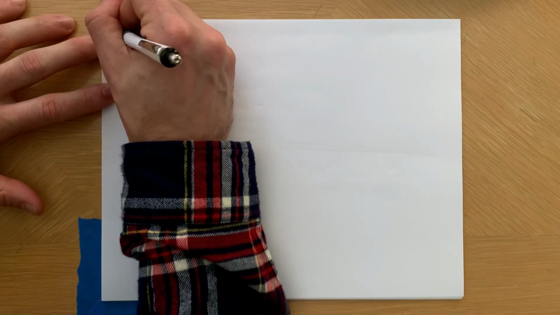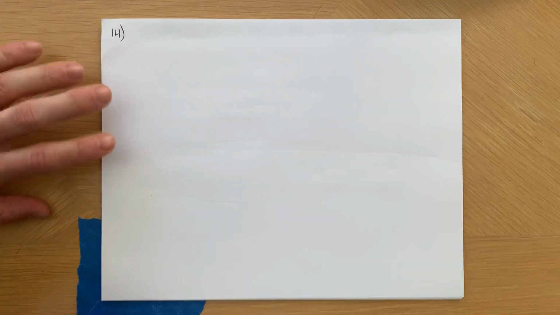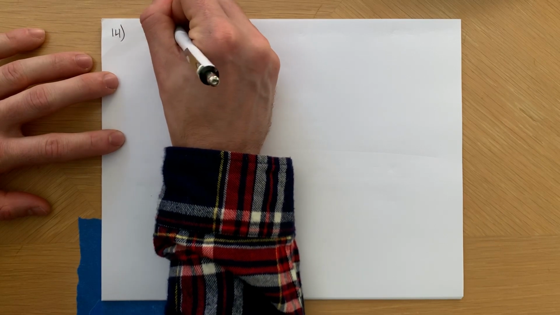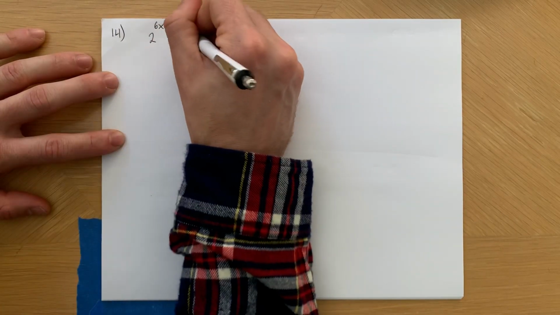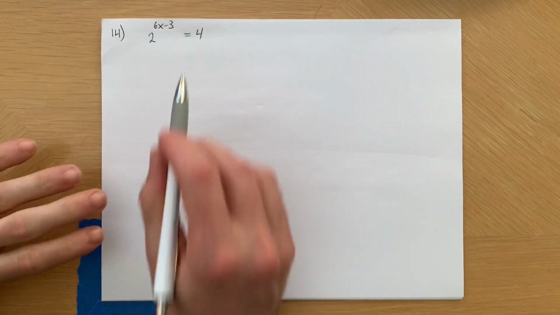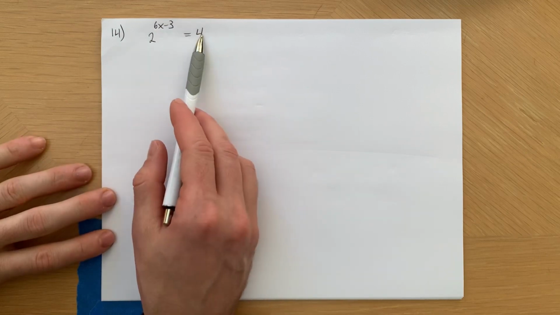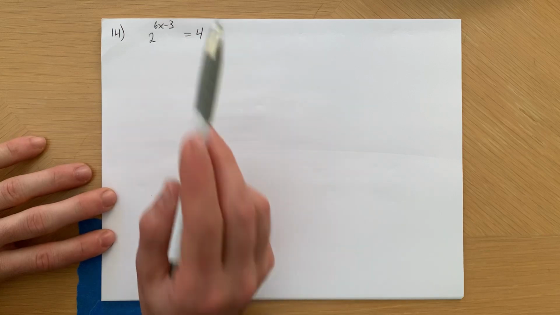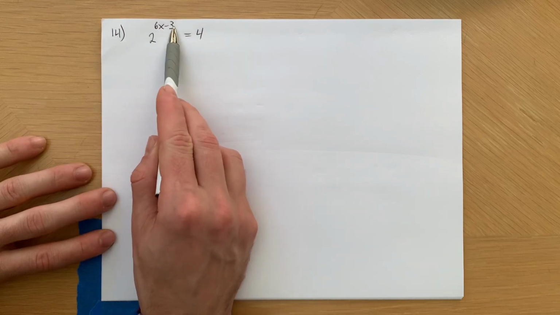Okay, so our next problem, number 14. What we want to do is we have this exponential equation, 2 to the 6x minus 3 is equal to 4. And then we want to solve this equation. So whenever we want to solve exponential equations that look like this, we have just a number on one side and a number on the other side, and that number on the other side has an exponent, in this situation, 6x minus 3.